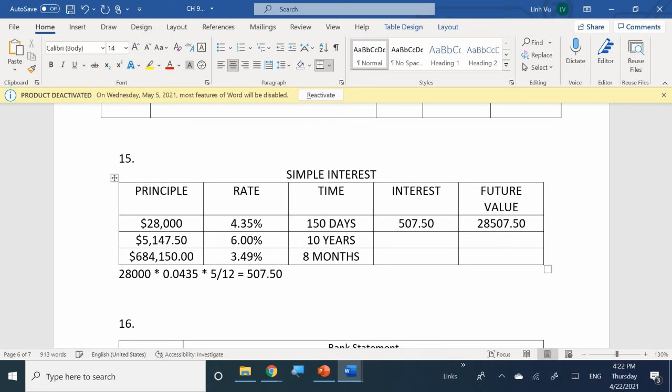$28,507.50. Good. All right. Let's try the second one now. Since the second one's easier, right? You got 10 years. You don't need to convert the time here. So if I don't need to convert the time, what should my formula be?